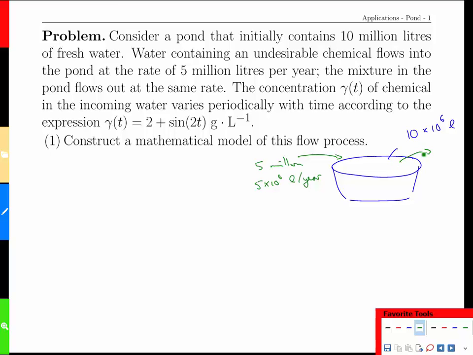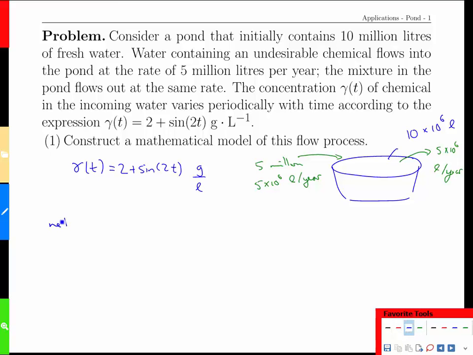Of course, if the water isn't to overflow, the water has to flow out at the same rate. So 5 times 10 to the 6 liters per year is also flowing out. And the other important ingredient in all of this is the concentration of the chemical coming in. This is gamma of T, and gamma of T is given by 2 plus sine of 2T grams per liter. So again, we can see our grams per liter, liters per year kind of scenario occurring again.